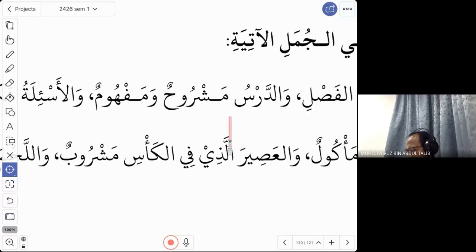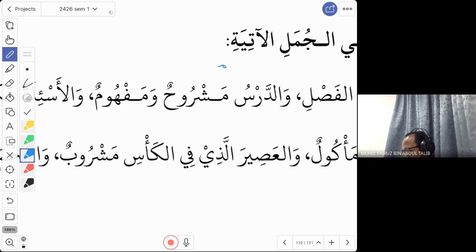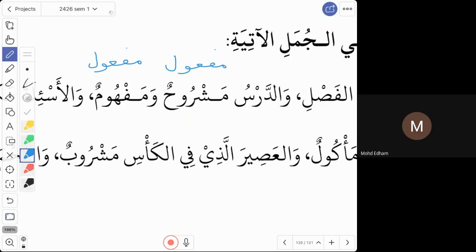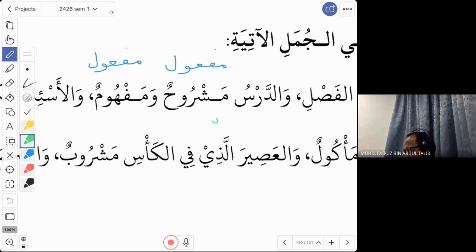The lesson is what? These two are also isim maf'ul. Mashru', clearly this is using the wazan of maf'ul. So definitely it is isim maf'ul. Mafhum, the wazan is also maf'ul. Now we want to understand what is meant by mashru' and mafhum. What is mashru'? From what word is this? Sharaha. And what is the meaning of sharaha? To explain.